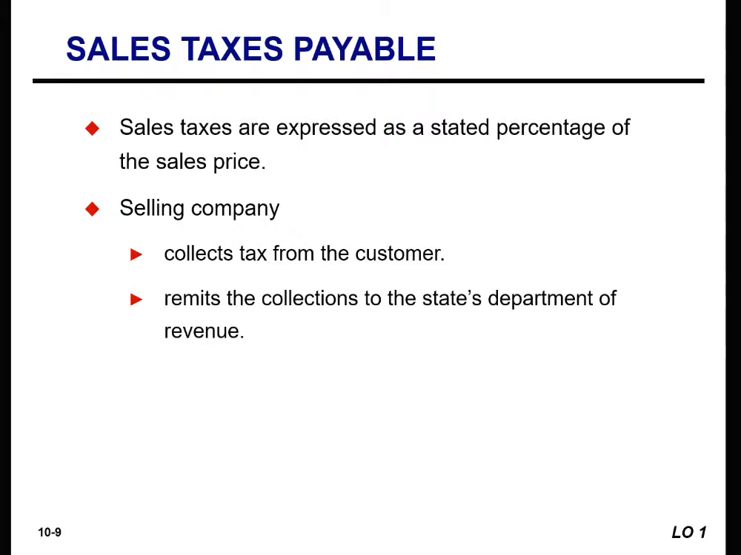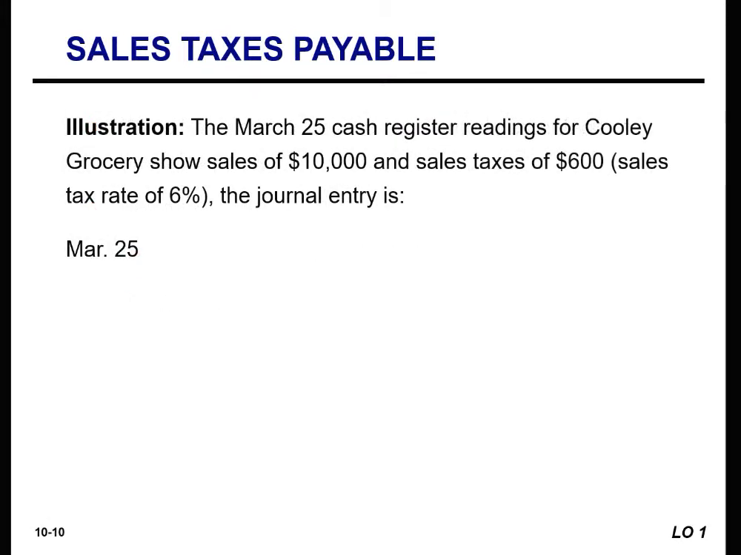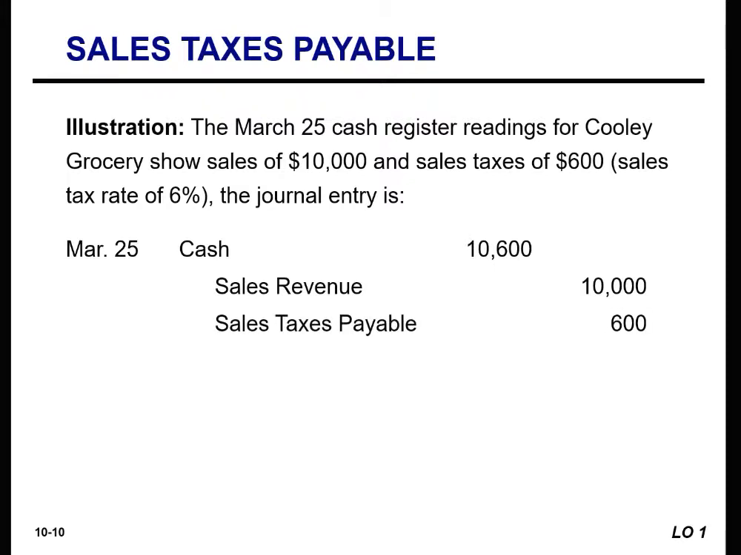So let's look at how you would account for this. The March 25th cash register readings for Cooley Grocery Store show that sales are $10,000 and sales tax is $600. There's a sales tax rate of 6%. 6% of $10,000 is $600. So there should be cash received of $10,600, of which $10,000 is sales revenue and $600 goes to sales tax payable.